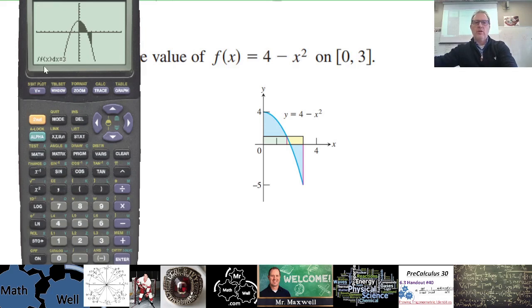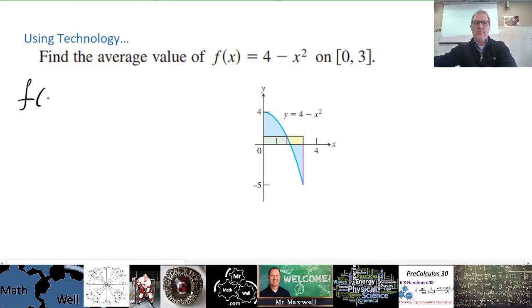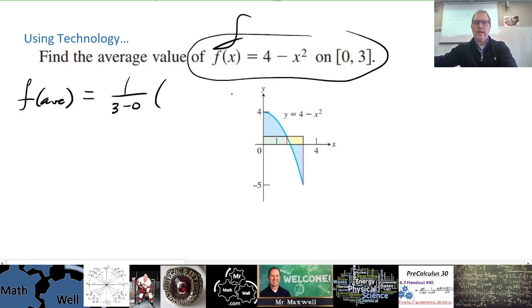Okay, so the value of all of this area, the top being positive, the bottom being negative, is 3. So my function average is going to be 1 over 3 minus 0, times the integral I found on the calculator, which is 3. So it's 1/3 times 3, and we got 1 before, didn't we?